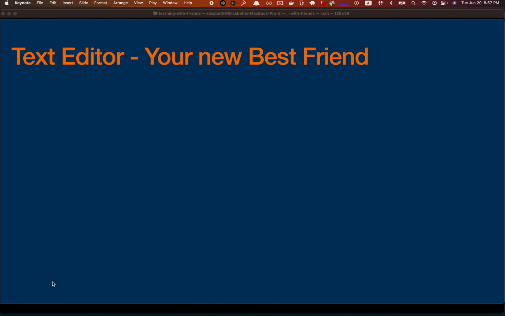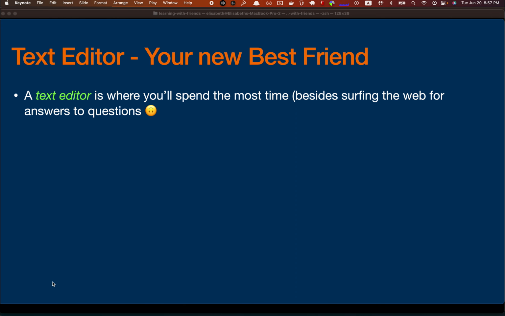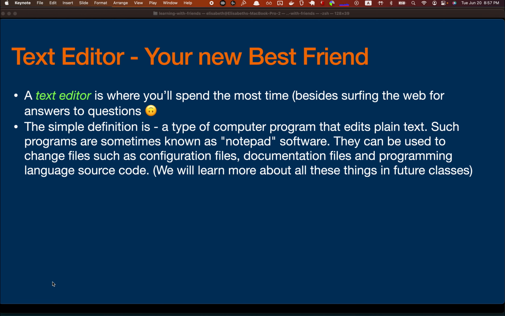Okay. Text editor. I think this is the last screen. Text editor, your new best friend. A text editor is where you'll spend the most time besides surfing the web for answers to questions. The simple definition is a type of computer program that edits plain text. Such programs are sometimes known as notepad software. They can be used to change files such as configuration files, documentation files, and programming language source code, aka writing the code that makes up an app.